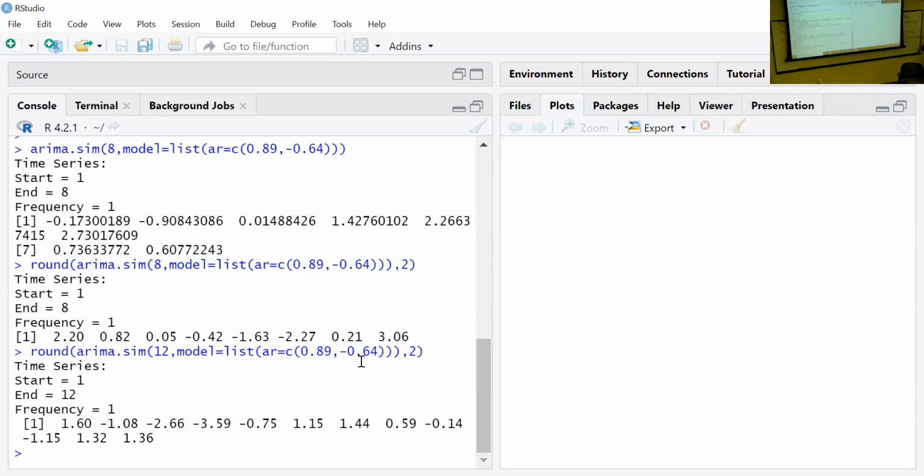Negative 0.4. So now we have a different x7, x8? Those are the same. They match up, right? Yeah. So I get negative 0.14. The next value, negative 0.73. The actual value is negative 1.15. The next value, negative 0.39. I get 1.32. Right? Way off.